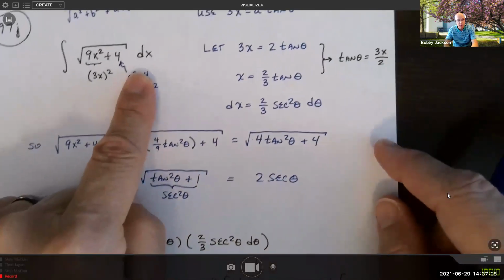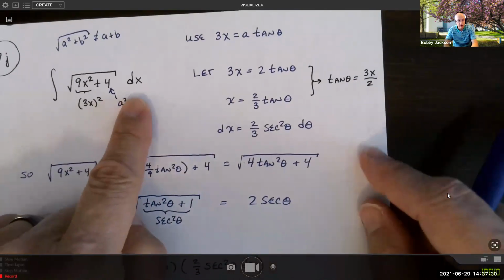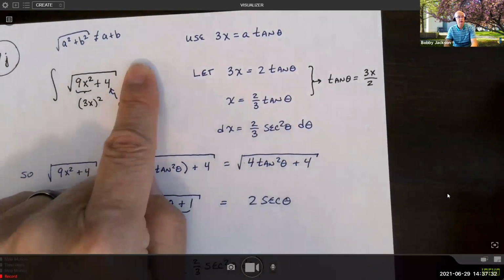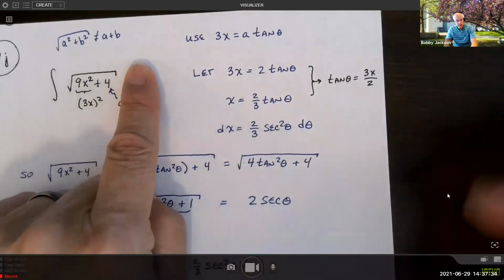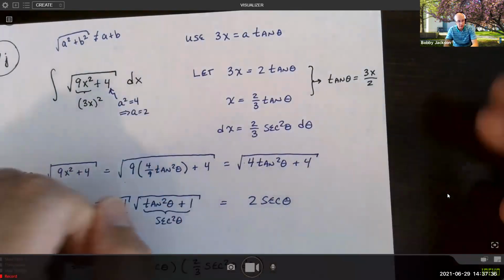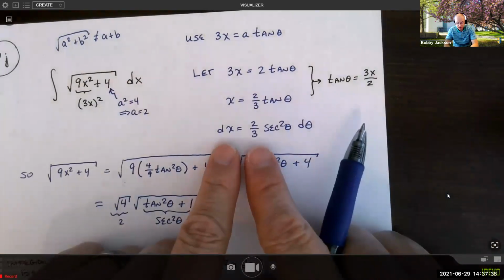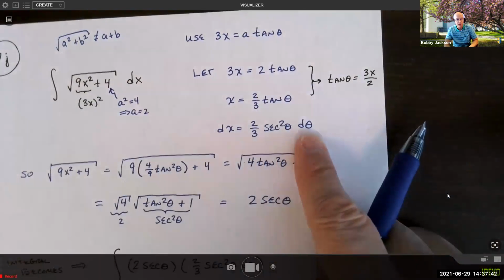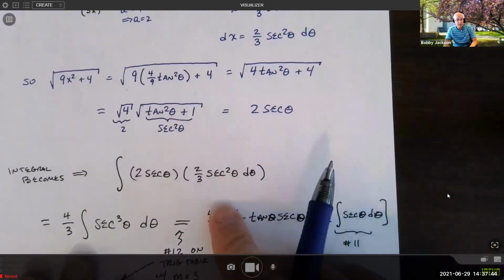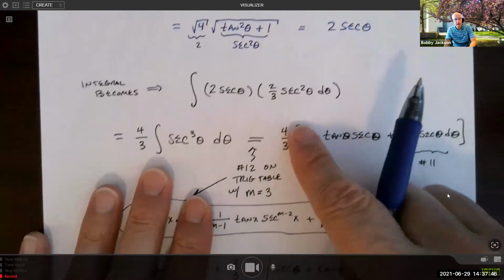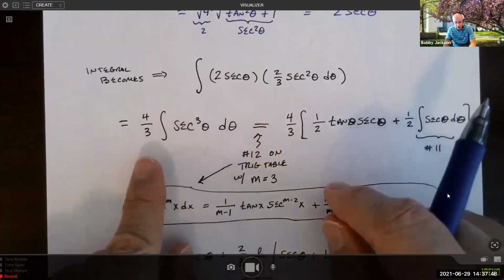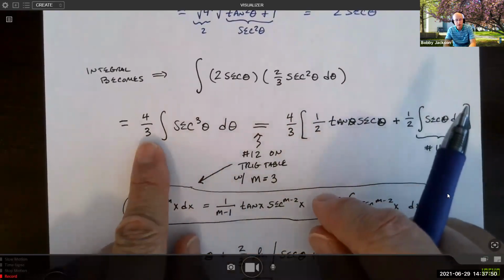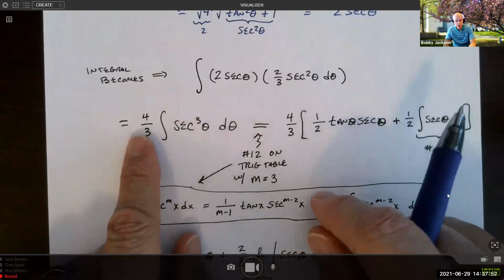A lot of people, I notice when you're writing your integrals, will just leave off the dx like it doesn't matter. And it does, especially now, because the dx is not something just to be left off. It's actually 2/3 secant squared theta d theta. So I've got to copy that down. Okay, so there's my integral. I can now clean it up. 2 times 2/3 is 4/3. I'll pull that out as a constant multiple.